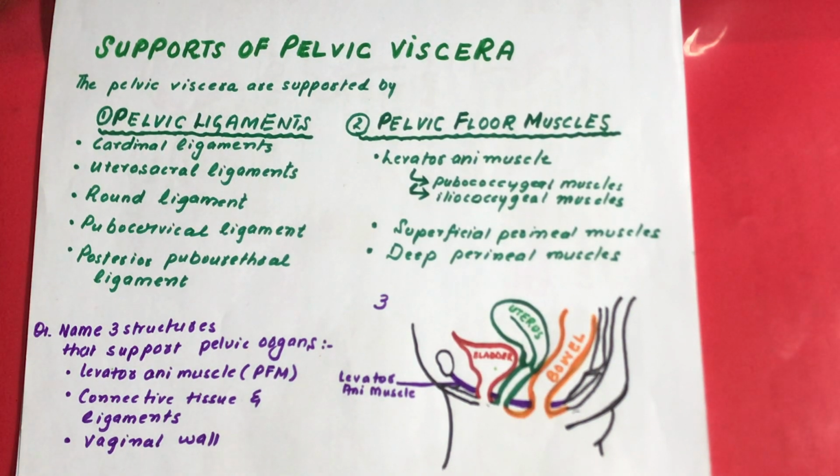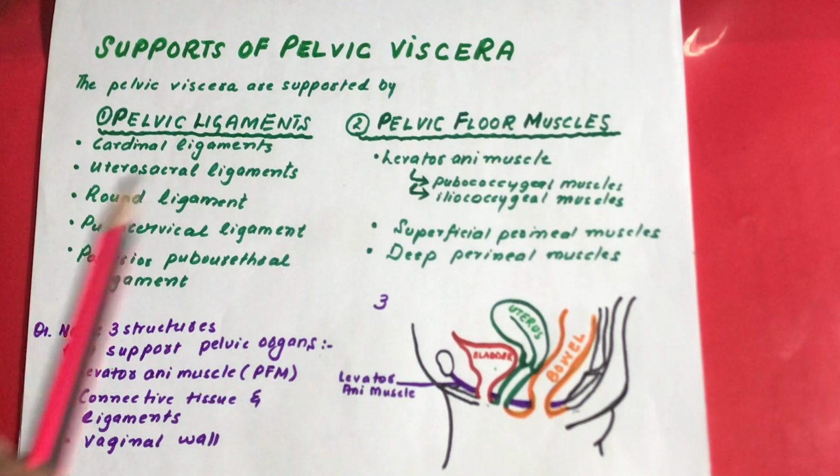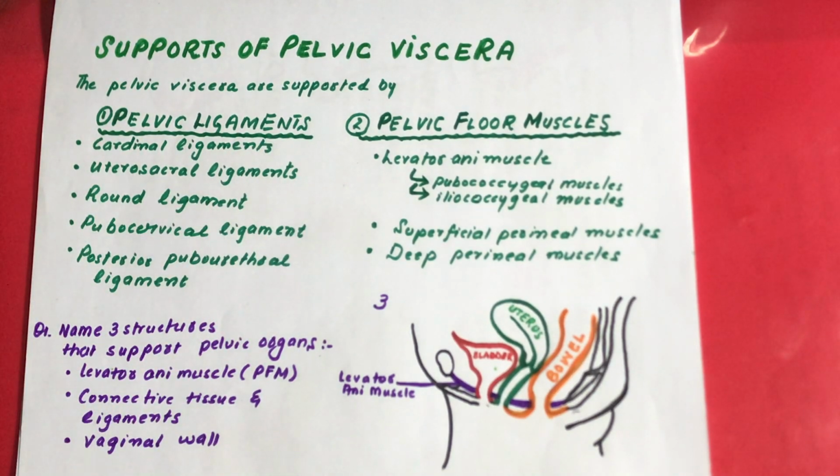And the pelvic floor muscles mainly comprise the levator ani and coccygeus. These muscles are aided by the urogenital diaphragm, which is the superficial and the deep perineal muscles. The levator ani consists of two parts, the pubococcygeal and iliococcygeal muscles, and the superficial and deep perineal muscles are there.